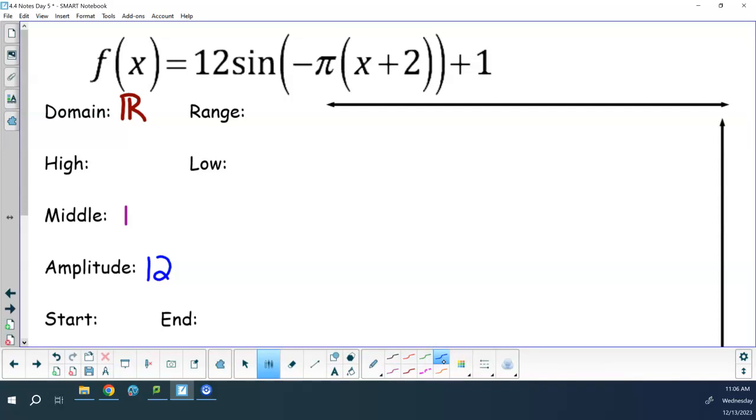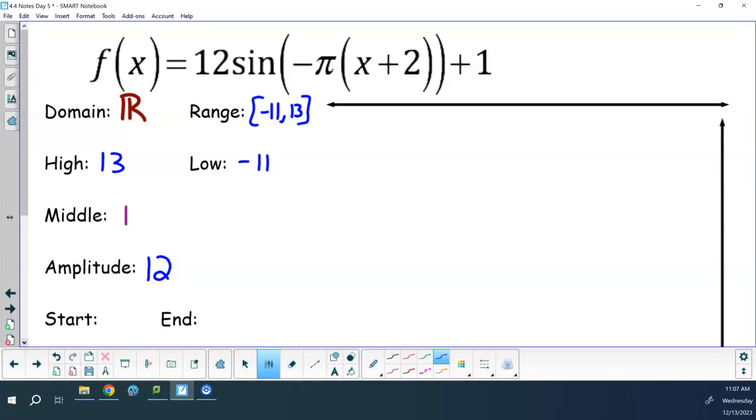Is which one? 13 is my high value. Low value? Anybody? Do we agree with 11? I do not. I like negative 11 there. Okay. Everybody good on that?